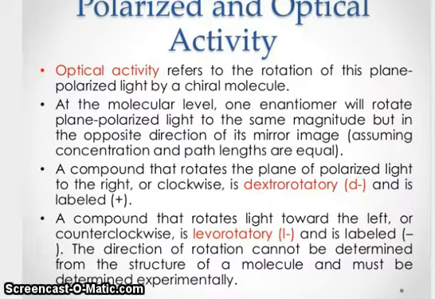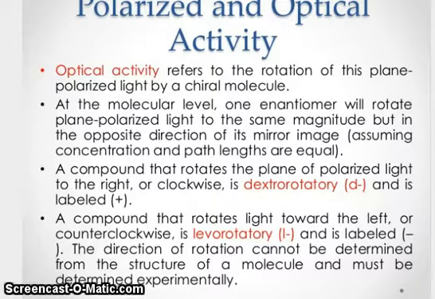So friends, let us start today our topic, polarized light and optical activity. So what is optical activity? Optical activity is the rotation of plane polarized light by a chiral molecule.